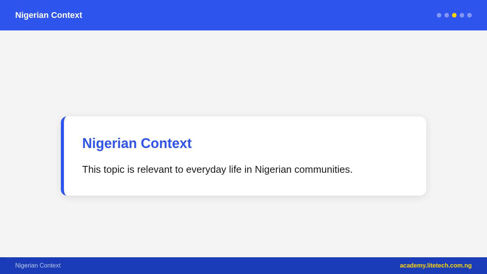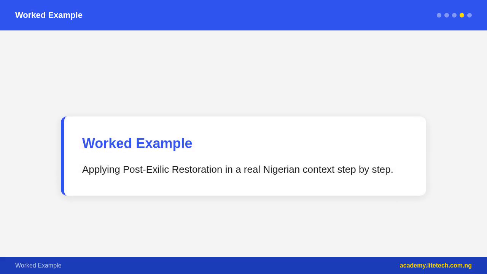Now, example 2. This one is slightly different. Notice how even though the context is different, a market trader in Aba versus a farmer in Plateau State, the same principles apply. That is the beauty of Christian religious studies, the knowledge travels with you.